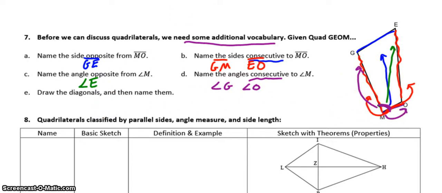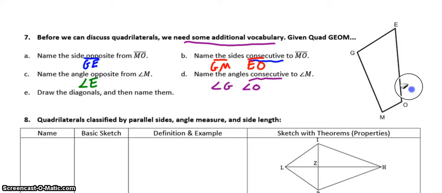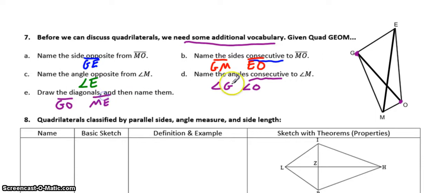Draw the diagonals and name them. All right, this is another new word here. Diagonals are any segment that connects the vertices of a quadrilateral on the interior. Now, that's a lot of vocabulary, so let's actually look at what that means. This is called a diagonal. This is called a diagonal. Please make sure you're drawing those on your paper. Again, they're any segment that connects the vertices, such as G and O, on the interior, the inside of this quadrilateral. So, for example, GO is a diagonal, and ME right here is our second diagonal.